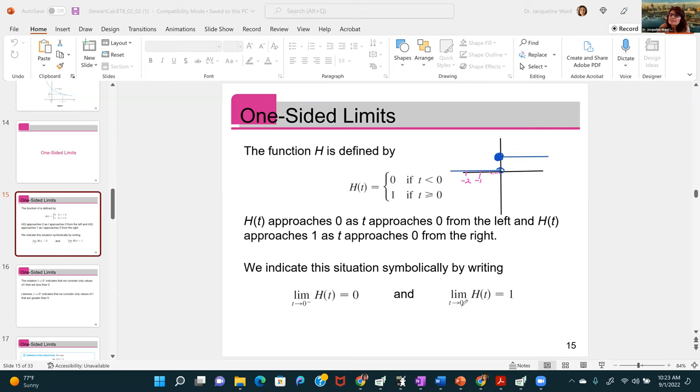And then the limit as t approaches zero from the right, maybe I should use a different color. So again, maybe you're at 2 and at 1 and at 1/2, et cetera. Your y values are approaching one. In fact, they're one every single time.